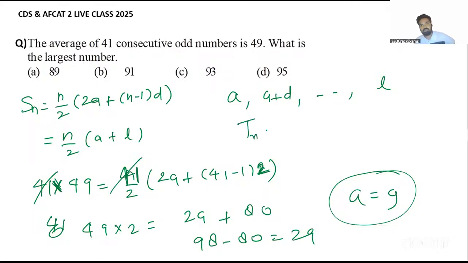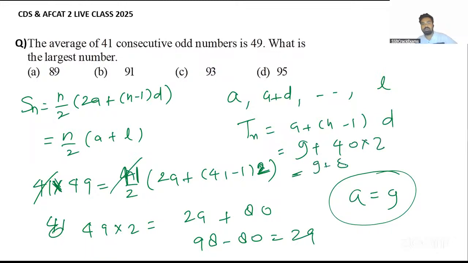Then we will use a plus n minus 1 into d. Here n minus 1 is 40, into 2. So it is 9 plus 80, which is equal to 89. Okay, so let me explain what I did. You might not get the answer.